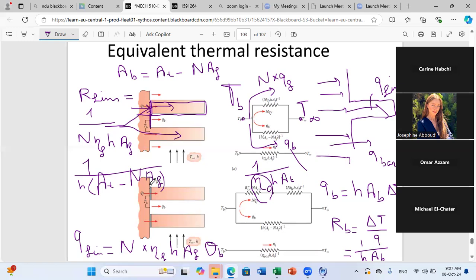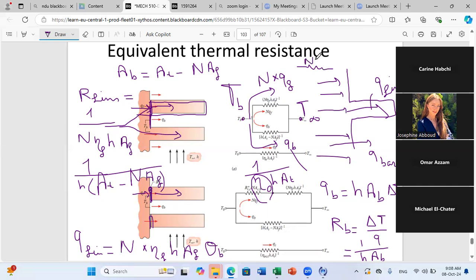Okay. Now, what if we have contact resistance? You remember we said whenever we have two surfaces in contact, we have what we call contact resistance between them. So if they tell you that between the base and the fin we have a contact resistance, then when you draw your thermal circuit, you should add it, and you can consider that Q fin will pass through a resistance of contact first, then through the resistance of the fin. So you can put them in series.